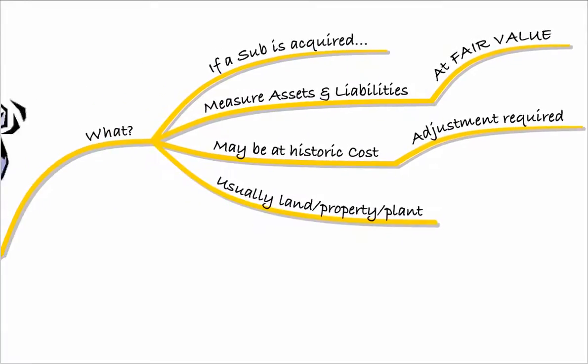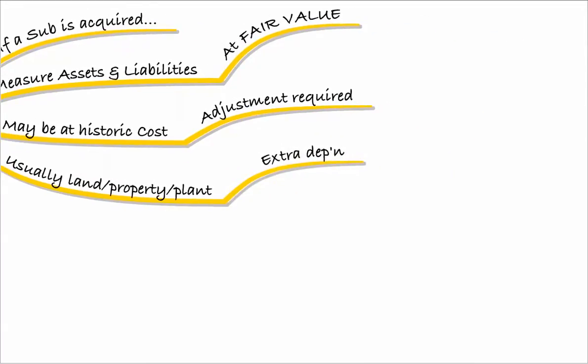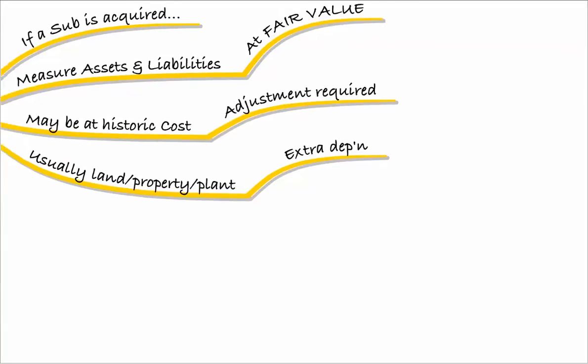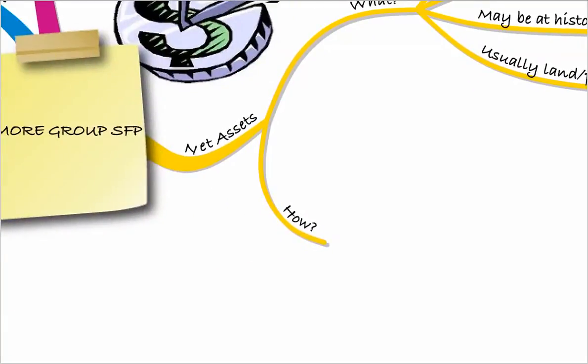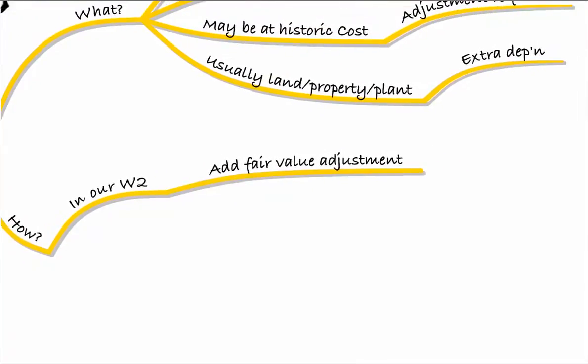So this is usually going to be land or property or plant. For property or plant, not so much land, you may also have extra depreciation to deal with, and we'll show you how to do that. So how did we go about doing that? Well, we adjusted it in our working two. What did we do? We added our fair value adjustments. So that's the difference between the historic cost and the fair value.